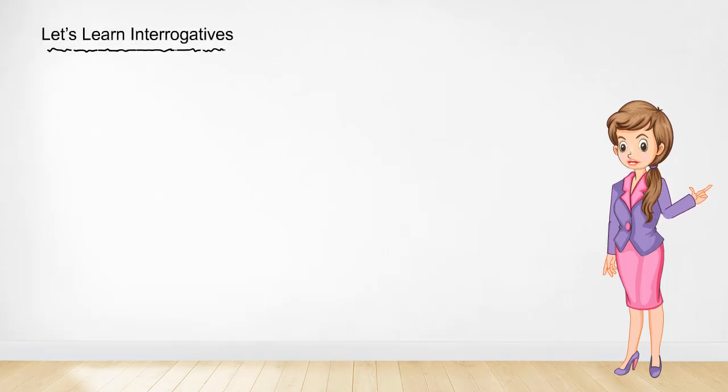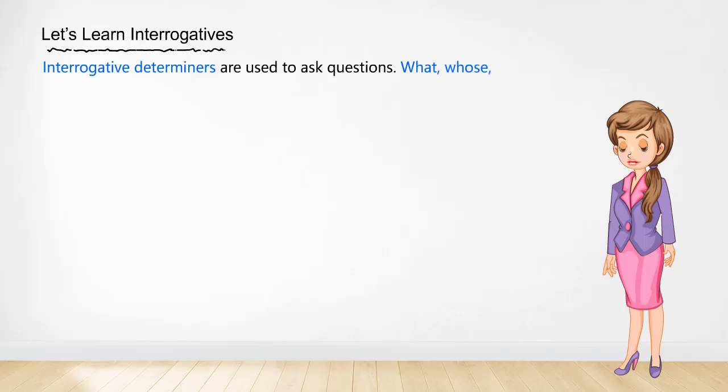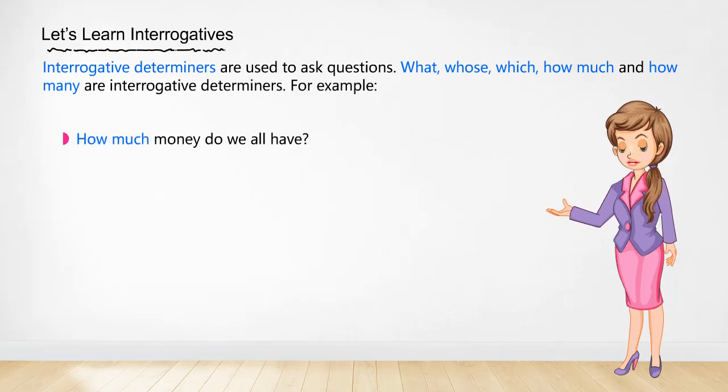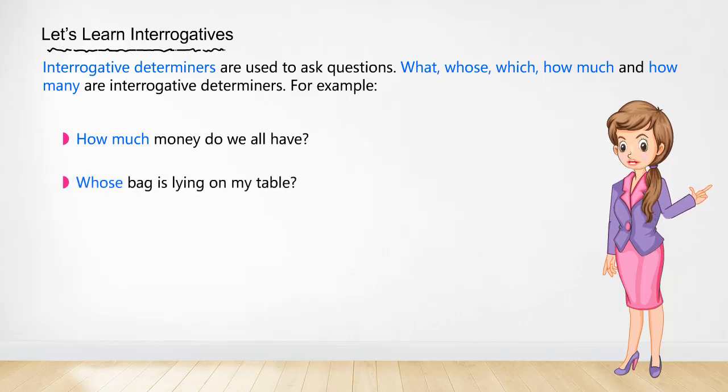Let's learn interrogatives. Interrogative determiners are used to ask questions. What, whose, which, how much, and how many are interrogative determiners. For example, how much money do we all have? Whose bag is lying on my table?